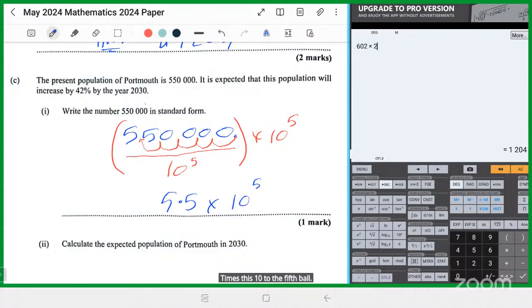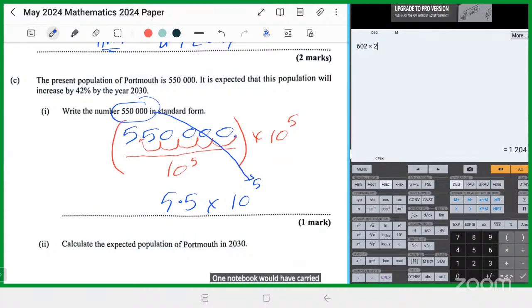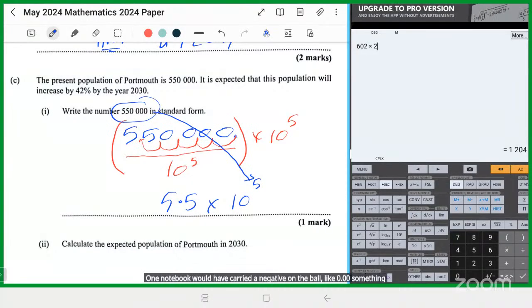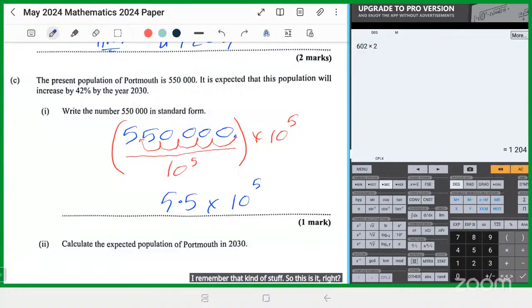And note, a big number is going to carry a positive on the power. A small number will carry the negative on the power, like 0.00 something will carry negative on the power. You can remember that kind of stuff. So this is it, right? That is it. So anyway, you work it out, that's fine.